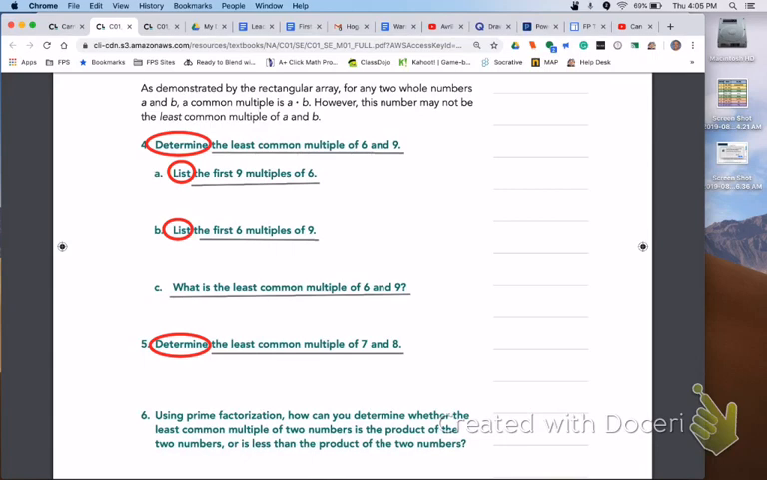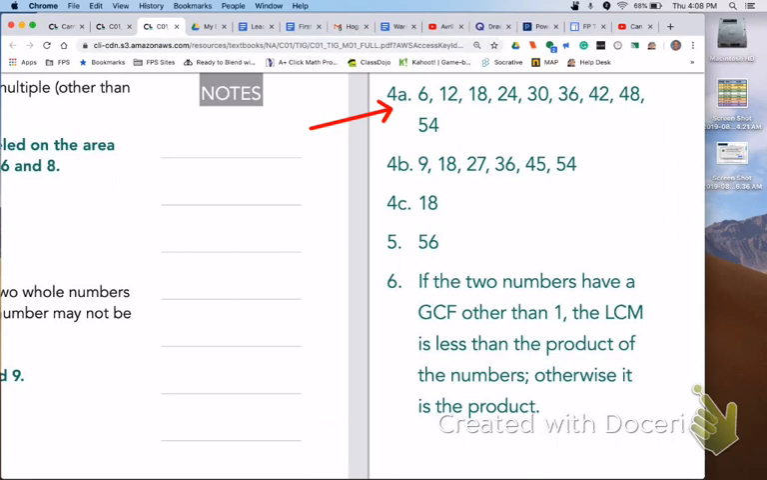As demonstrated by the rectangular array, for any two whole numbers a and b, a common multiple is a times b. However, this number may not be the least common multiple of a and b. Please answer number 4, 5, and 6 with your group.